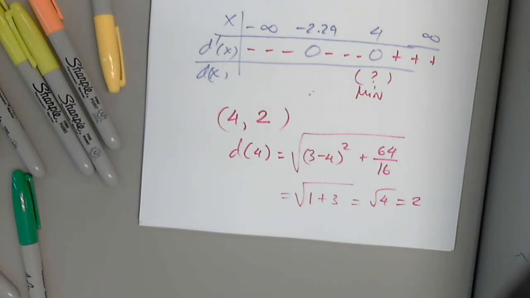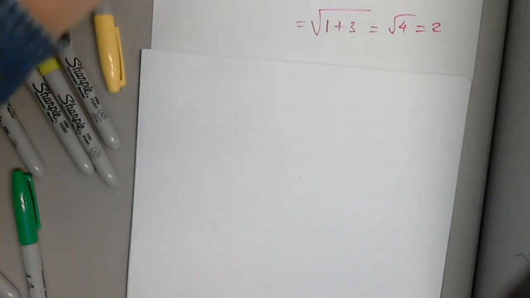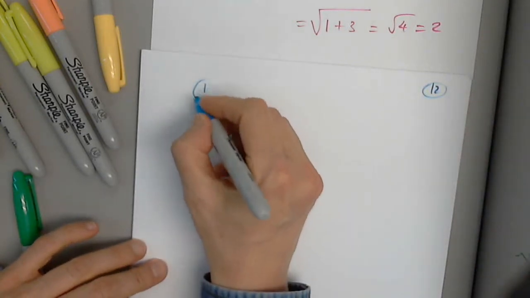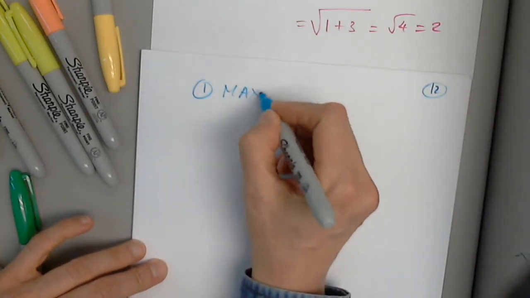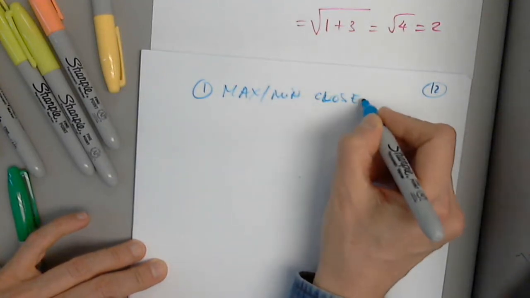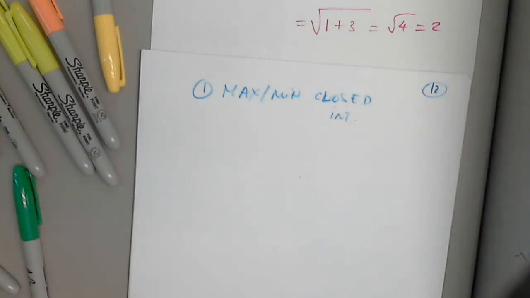Let's summarize what this test is going to cover. And you tell me what you would like. We have 15 minutes, and I would like to use them. Any questions for me? Okay. So number 1, max min on a closed interval. Exactly what you had on the previous quiz.